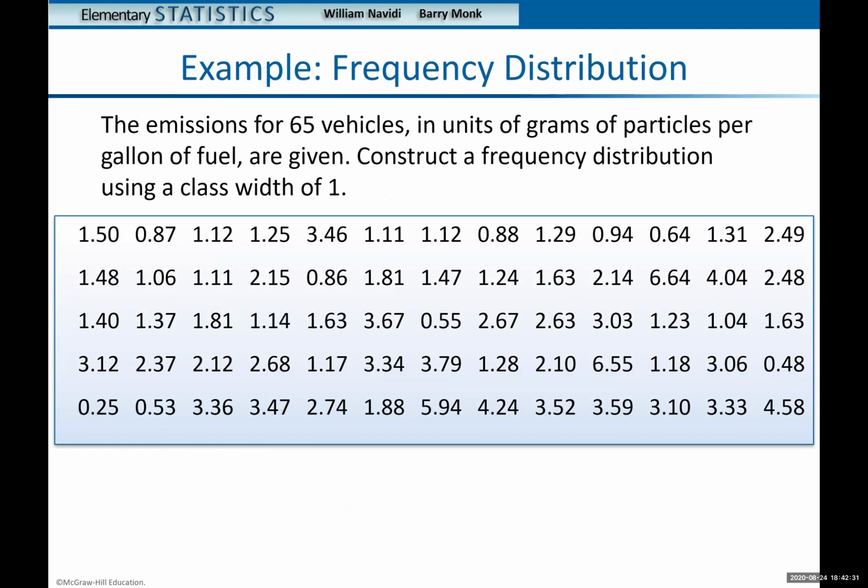So let's say you have an example like this. The emissions for 65 vehicles in units of grams of particles per gallon of fuel are given, and you're going to construct a frequency distribution using a class width of 1. By the way, in most problems the class width is given, and for any tests or quiz that I give you, I will always give a class width. Okay, so now look at these numbers, 65 vehicles with all these numbers here. How are you going to arrange this in a frequency distribution table?